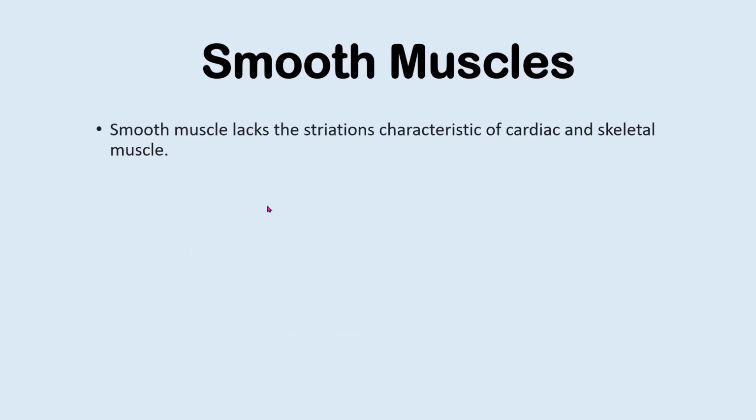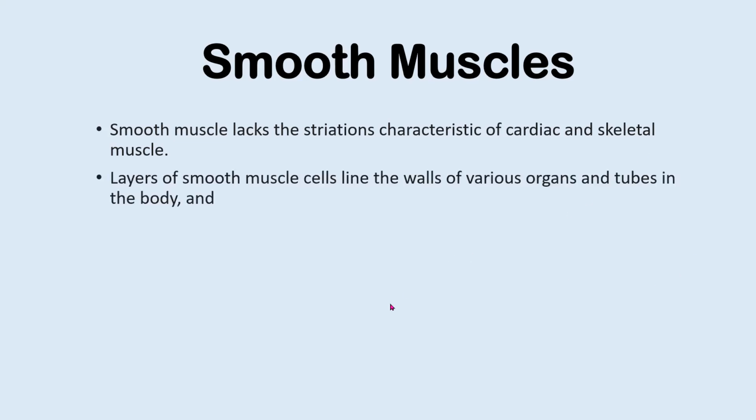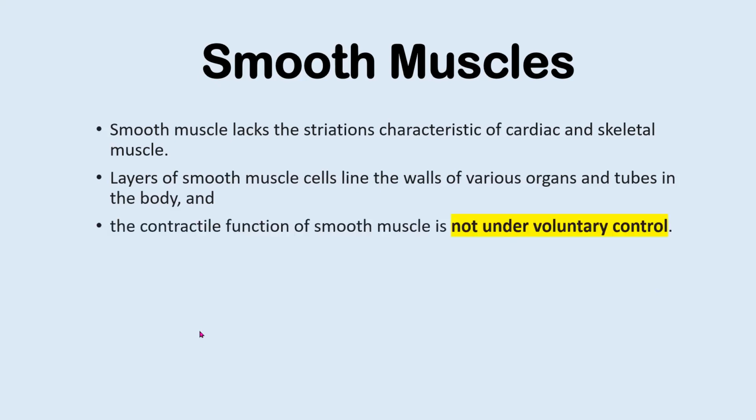So smooth muscles, they don't have striations like we saw of cardiac and skeletal, but we haven't got to the cardiac yet. And these layers, they line various organs, tubes, bodies. So we have them everywhere.